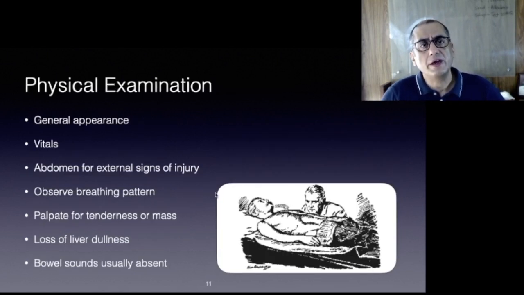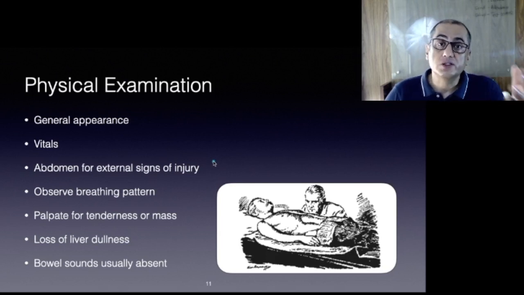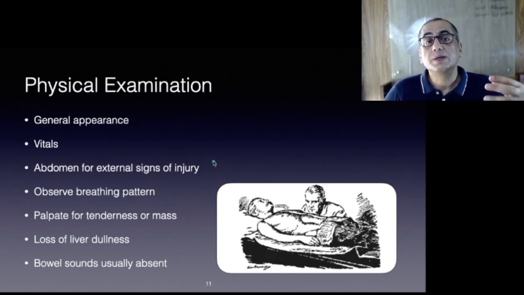Now, in the assessment, we are going to be assessing the patient's general appearance. We're going to take vital signs and assess for any hemodynamic changes. We'll take the blood pressure and pulse measurements in the patient in the lying and the sitting position, noting any postural changes. Examine the abdomen for any external signs of injury, abrasions, or ecchymosis, and observe the patient's breathing pattern and abdominal movements with breathing, and note any abdominal tension or discoloration.